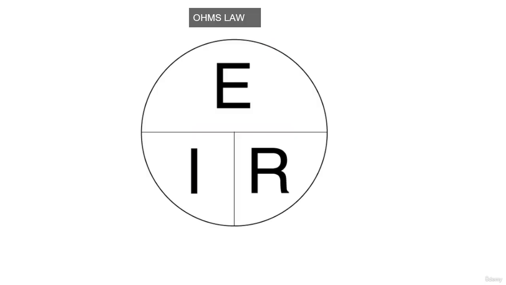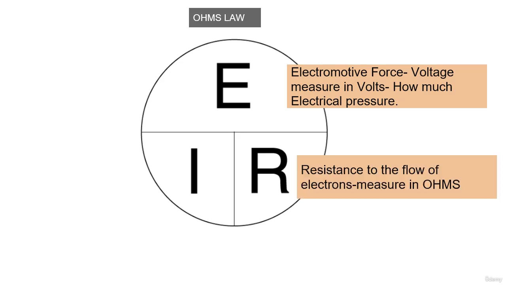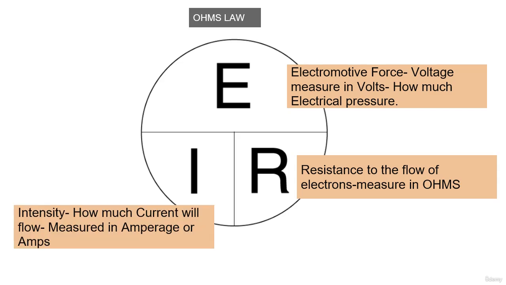Ohm's law. E for electromotive force is voltage measured in volts, the potential difference from one point to another. R for resistance to the flow of current measured in ohms, and I is intensity or current flow measured in amperage or amps. You can use Ohm's law to determine one factor if the other two factors are known.